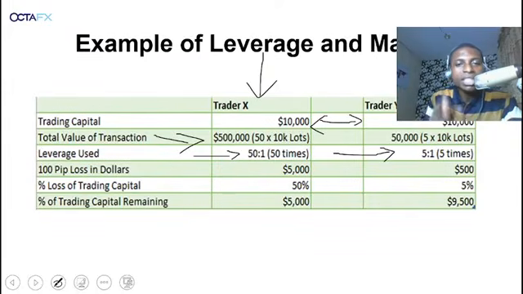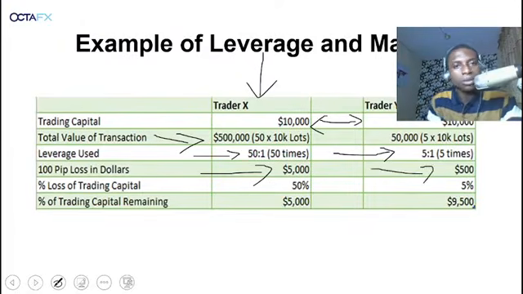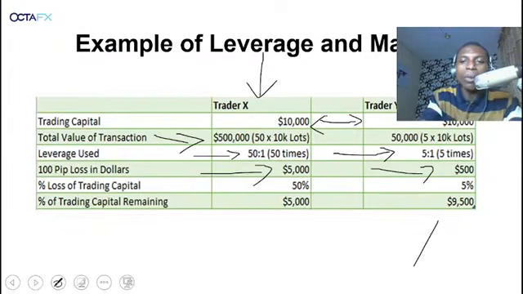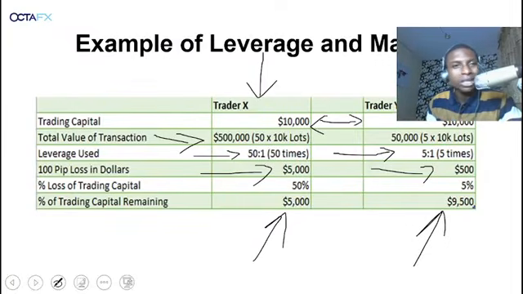Then trader X is losing $5,000, while trader Y is losing just $500. So trader Y would recover more quickly, but trader X is 50% down. He might struggle or end up blowing the rest of his account.